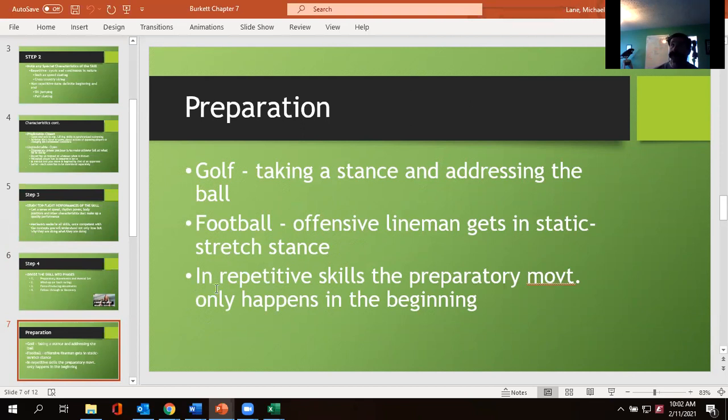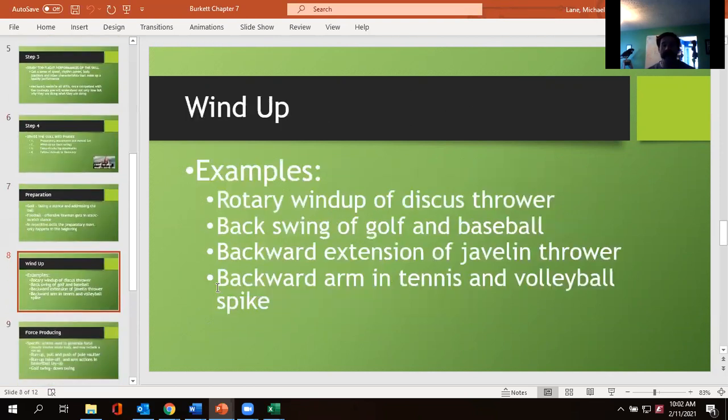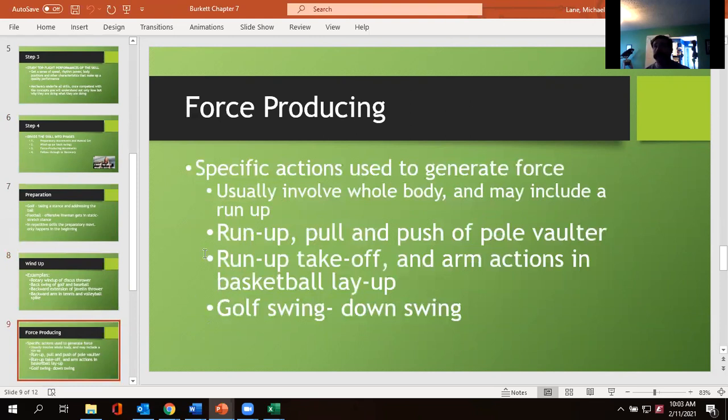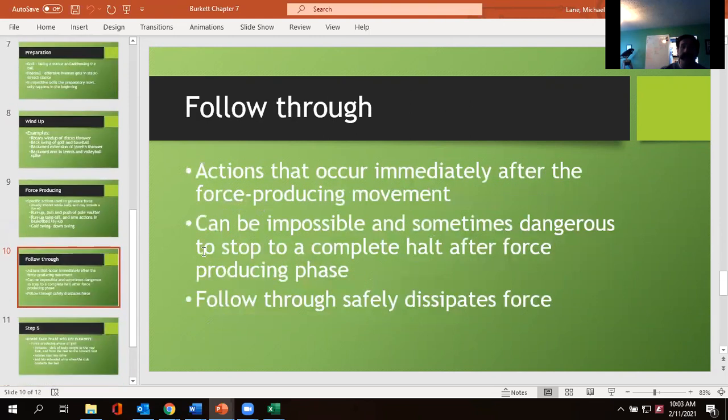And then obviously if it's a repetitive skill, you just do this once. So this is getting set in the block for that sprinter, swimmer, etc. Now, then we have the windup itself. So how we're going to have that initial backswing before we follow through, where we're producing that force, making ourselves actually do the movement. And then finally, after the active force producing, so we've either hit the object or released the object, this is where we're going to have the follow through.